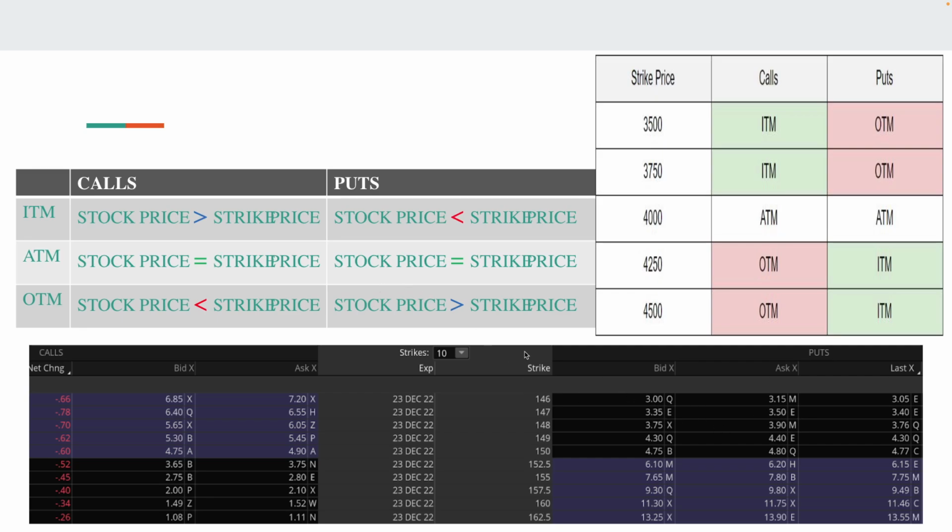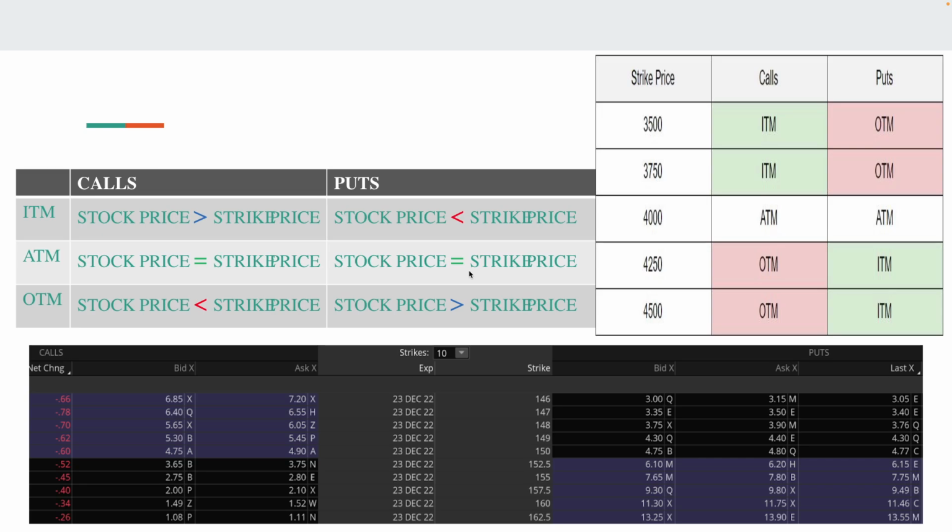These puts are out of the money. And then for puts, the at the money is probably this one, the 152.5. And then all of these are in the money. So it would be this scenario right here, where the strike prices are greater than the current stock price of 149.